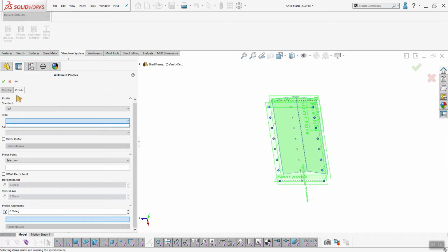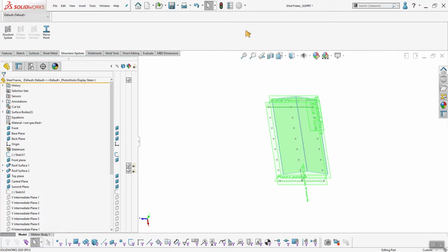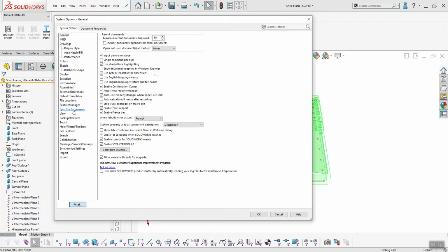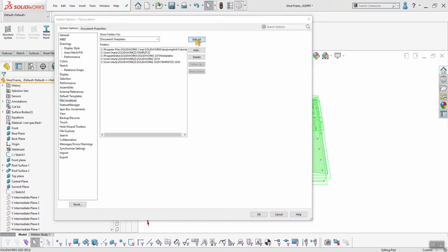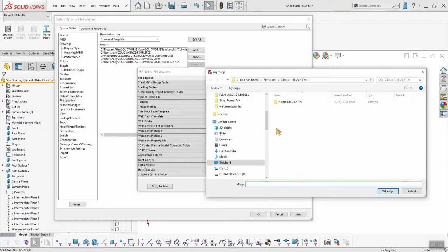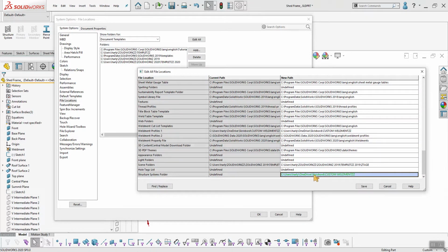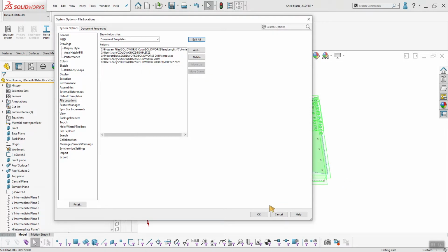So, okay, I figure it might be something wrong with the file locations. So I went in there, file locations, and I edit all just to find it. I was thinking, okay, structure system, right? Structure system is undefined. I figure, oh well, that explains it. So I figured I'll just direct it to my custom weldments, right? I already did all the work, why not use them? Choose it. You can see it's coming up. And I save it, and I press OK.